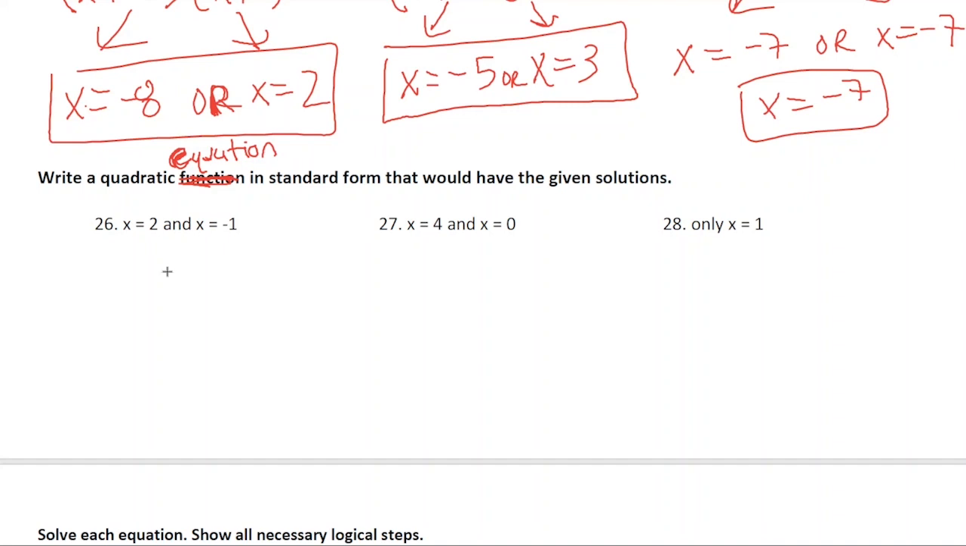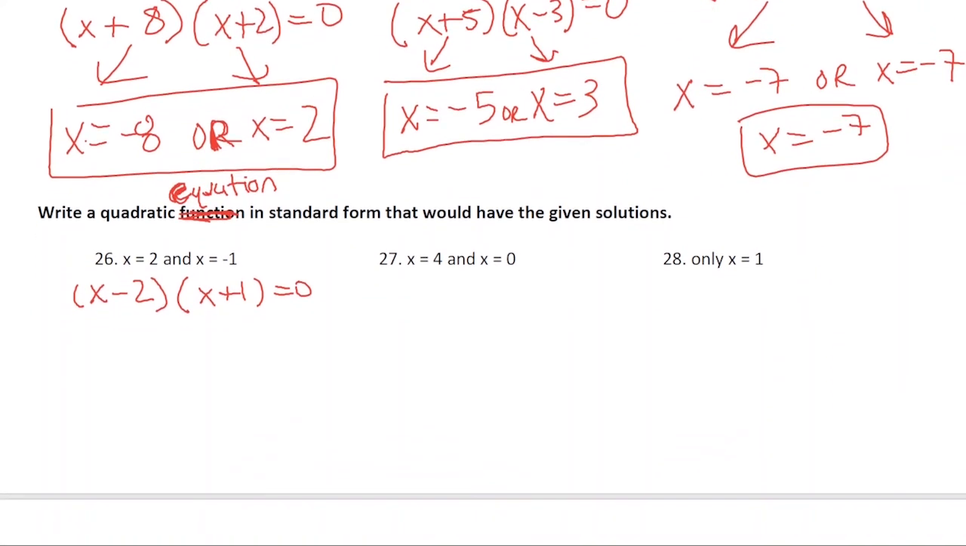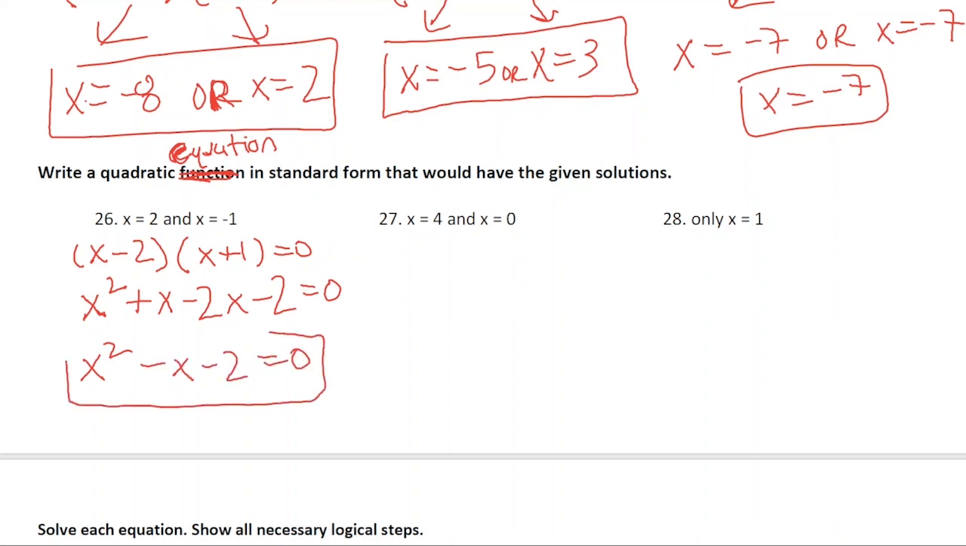Okay, so if x equals 2 is a solution, that means we have a factor x minus 2. And if negative 1 is a solution, then x plus 1 is going to be one of our factors. Basically what we're doing here is working backwards. We're starting with the solution and trying to get back up here. Then we want to multiply these together. So x times x is x squared. Then we've got plus x minus 2x minus 2 equals 0. So we get x squared minus x minus 2. So here's the equation. It's a quadratic equation in standard form that would have the given solutions.